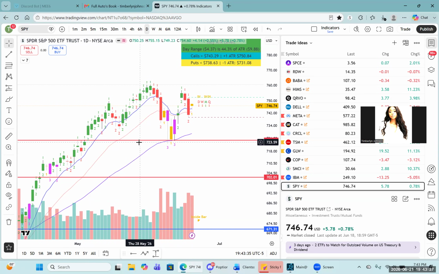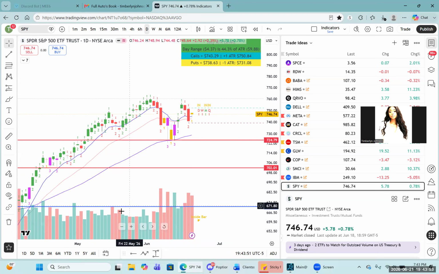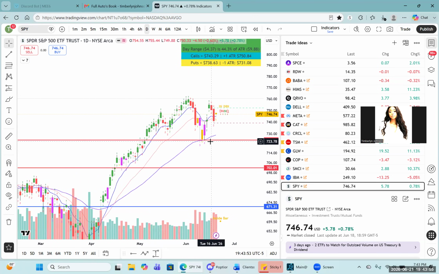So with me seeing that it bounced from my support area along with the 50 EMA, I was convinced that SPY is pretty bullish. The only thing about it is that I don't trade SPY like that. But had I looked at this daily chart on SPY, I would have been pretty much bullish on this chart.